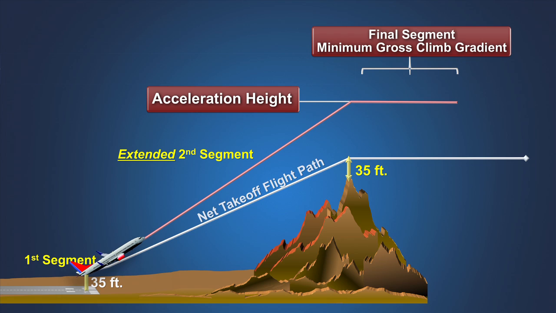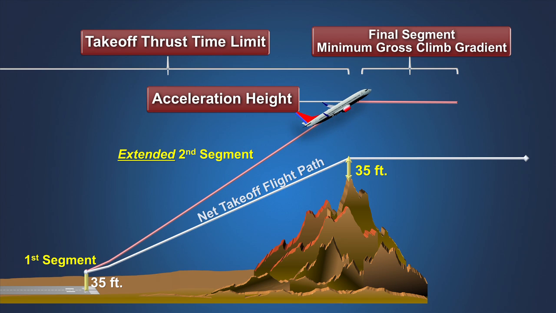Still, other airplanes are capable of an extended second segment climb, where the airplane is assumed to continue climbing at V2 with takeoff flaps to the end of the takeoff thrust limit. The transition segment is then completed using maximum continuous thrust. To use this option, it must be demonstrated that the airplane is capable of meeting the minimum gross climb gradient requirement for the final segment at the designated acceleration height with takeoff flaps extended and maximum continuous thrust.